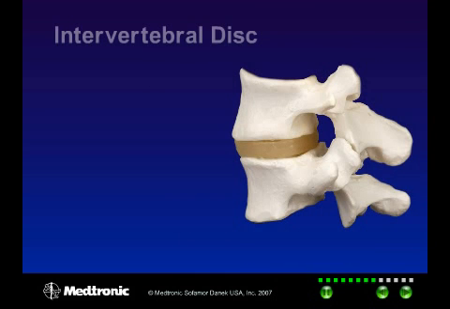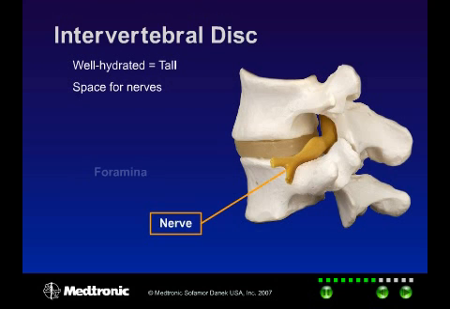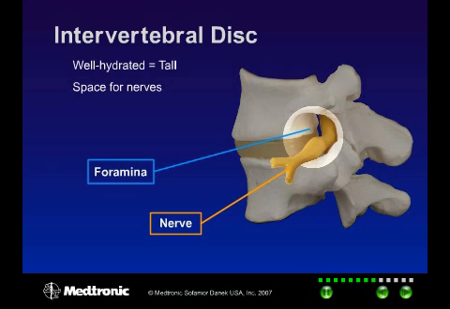When the discs are well hydrated, they are tall and allow plenty of space for the nerves to pass through the foramina, or the hole that transmits the nerves out of the spine to the legs.